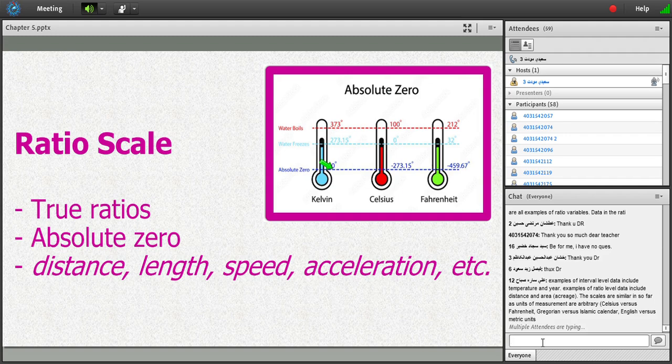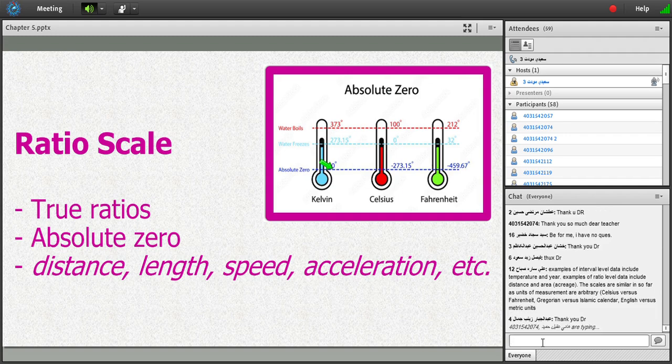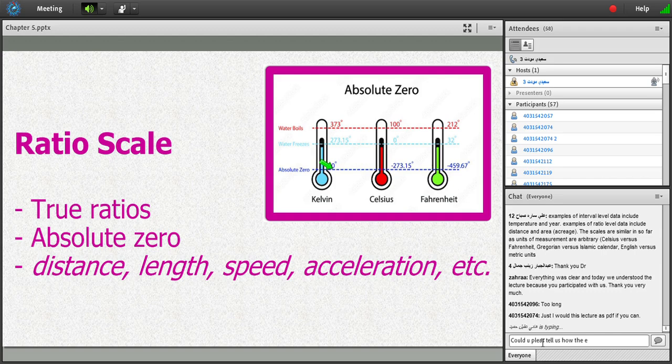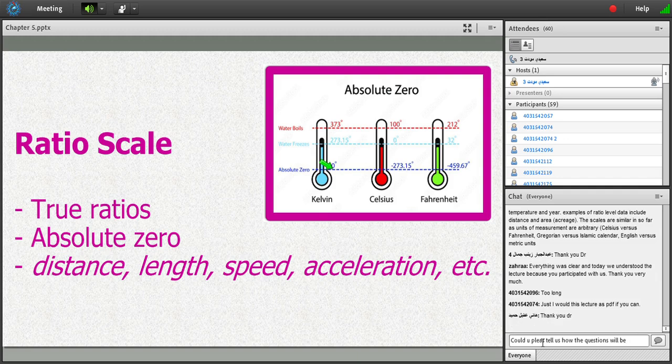Chapter 5 is long. Can you point out the important topics in the slides? Okay, if you see the slides of chapter 5, you will see the important points. Yeah, that's right. The ratio variable has all the characteristics. Thank you very much. It was long actually, yes, because of different categories. Yeah, so we needed just this lecture as PDF if you can. The PowerPoint files are available, so you can change them into PDF if you like, okay?